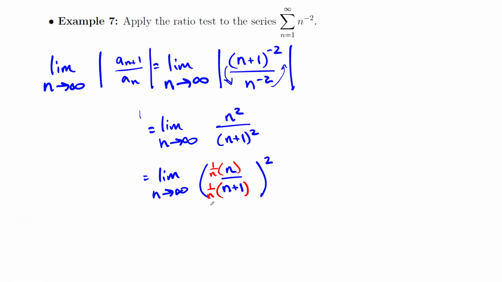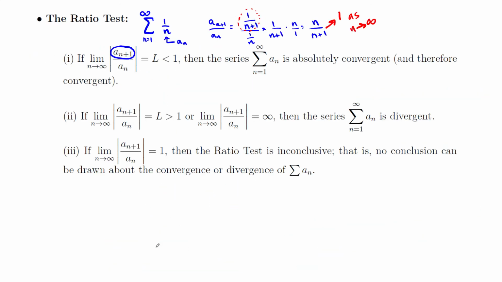And then I can see easily what's happening here is that as you let n go to infinity, this goes to 0. So your answer is just 1 over 1 squared, which is 1. All right, so what does that mean? Going back to our ratio test, that means that it's equal to 1. So that means it's inconclusive.